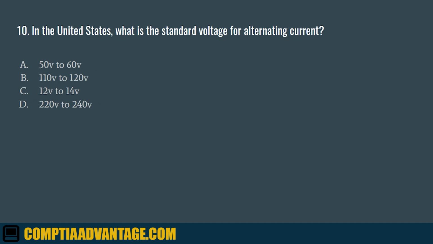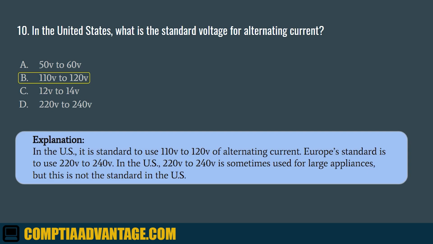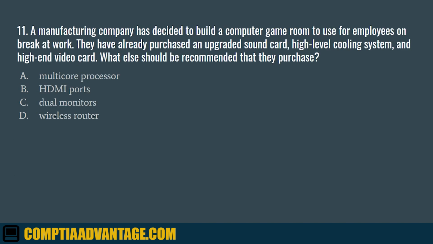The correct answer is B. 110 volt to 120 volt. In the U.S., it is standard to use 110 volt to 120 volt of alternating current. Europe's standard is to use 220 volt to 240 volt. In the U.S., 220 volt to 240 volt is sometimes used for large appliances, but this is not the standard in the U.S.